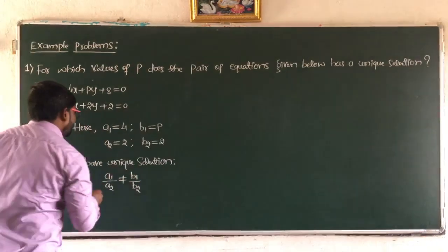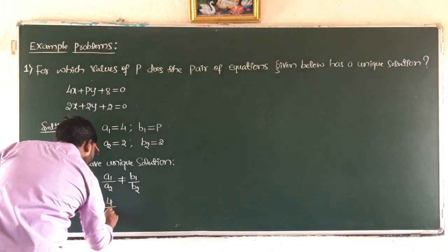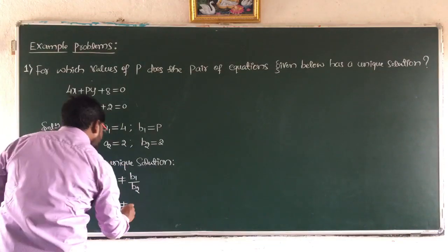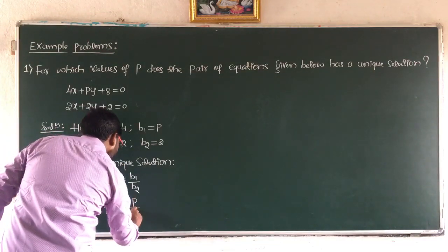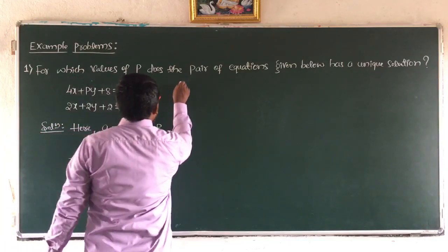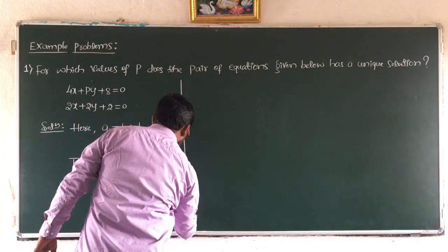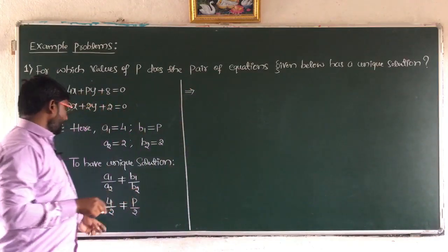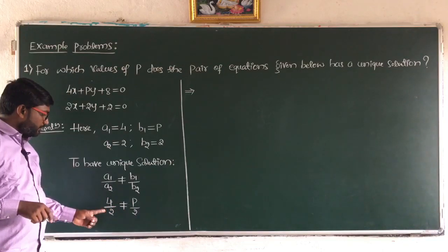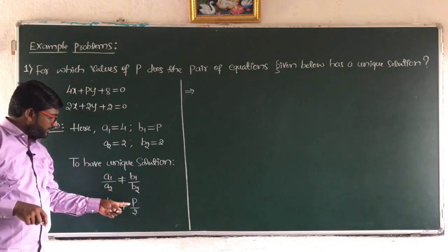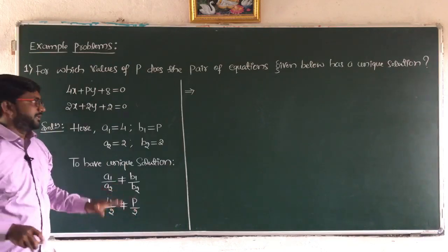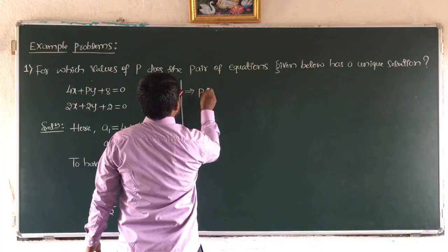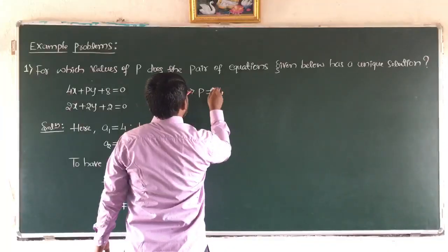So let us go for a1 by a2 now. So it is 4 by 2 not equal to b1 by b2, that is p by 2. This implies, multiply 2 to both the sides, here 2 gets cancelled, we are left with only 4, and here 2 and 2 get cancelled, we get only P. This implies 4 not equal to P or P not equal to 4. P not equal to 4.